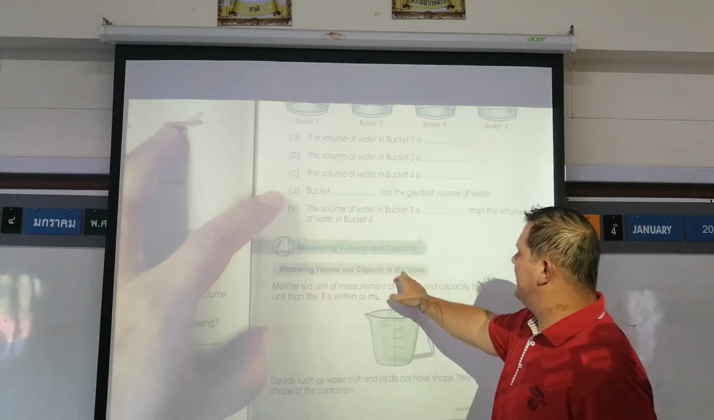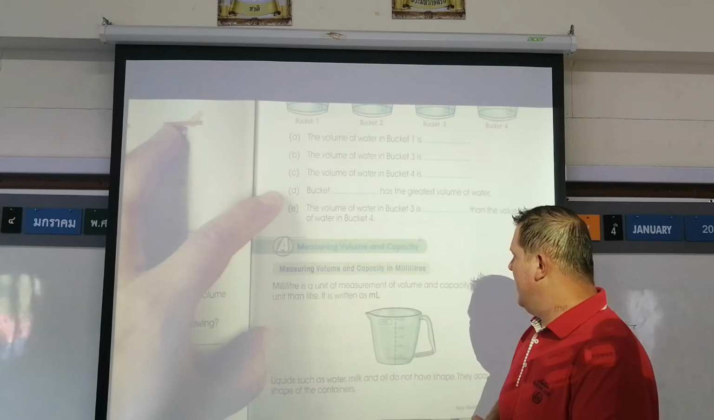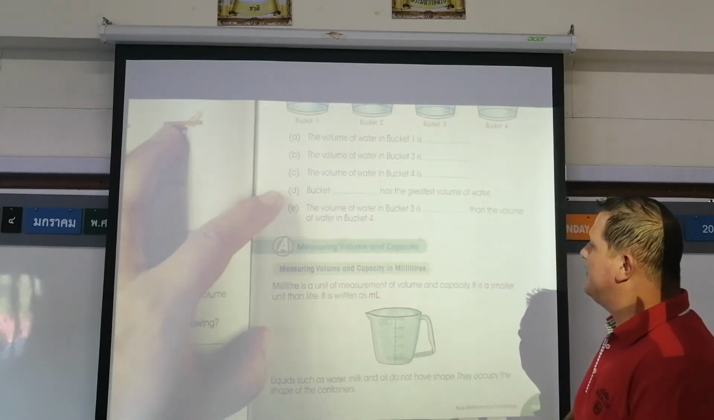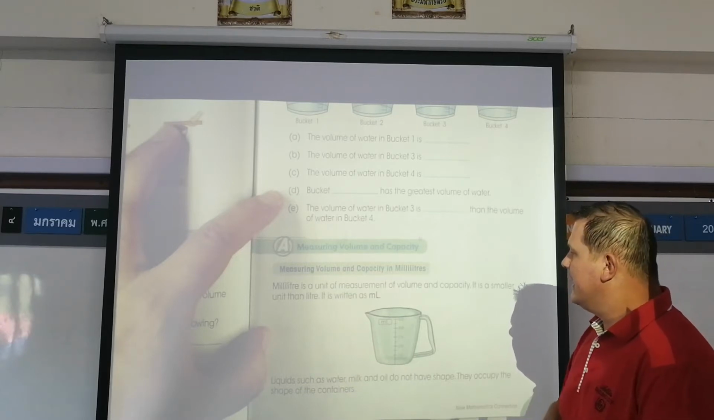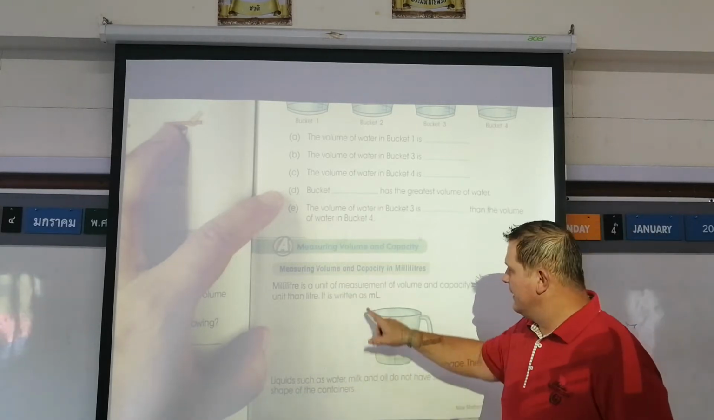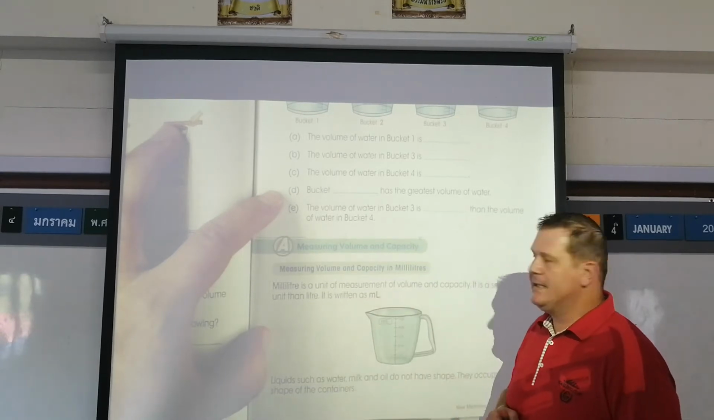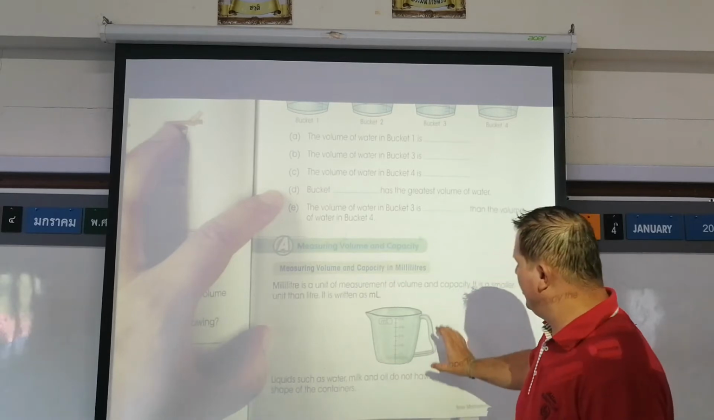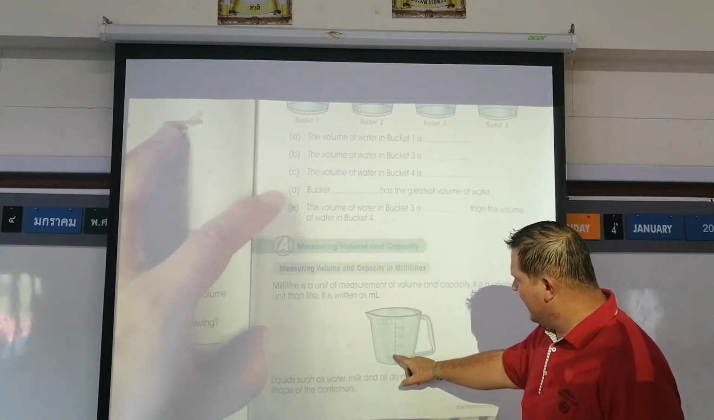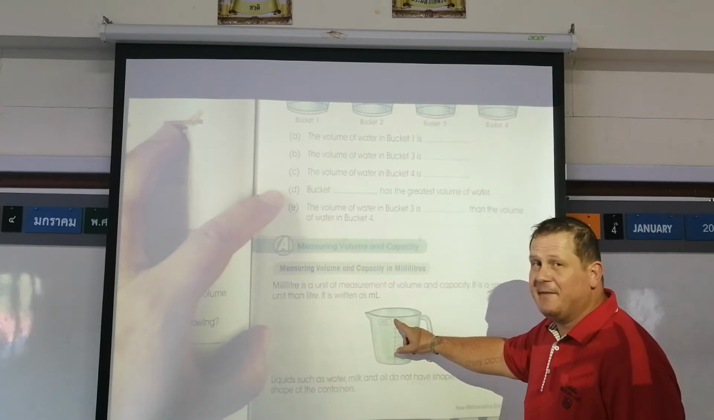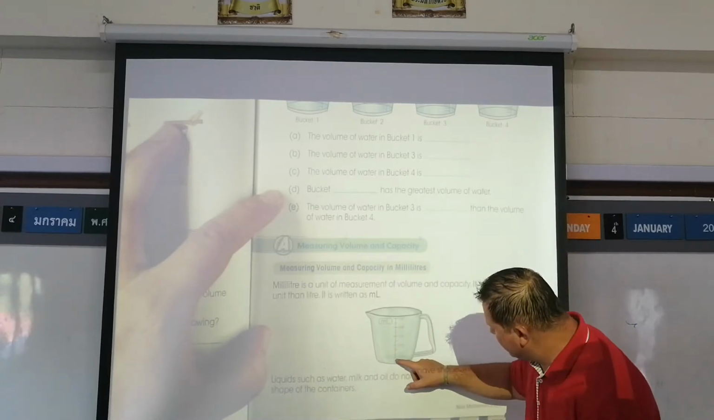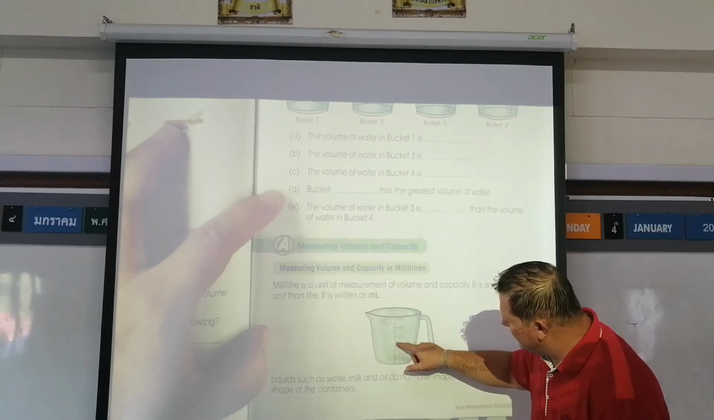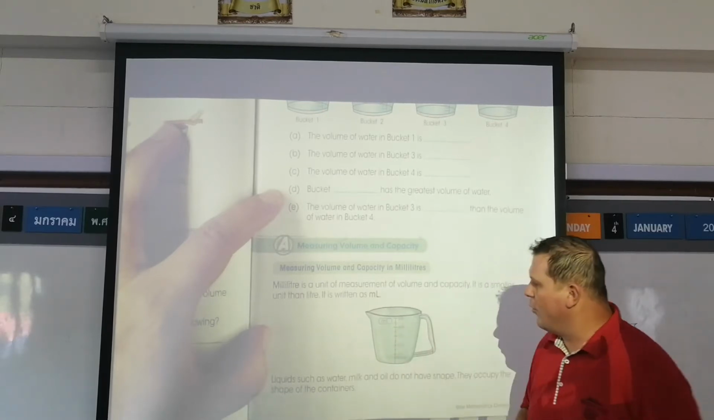Measuring volume and capacity in milliliters. Guys, milliliter is a unit of measurement of volume and capacity. It's a smaller unit than liter, abbreviated ml. You'll use something like this, which is measured 100, 200, 300, 400, 500 milliliters. So that means that little stripe there will be 50, that will be 150, 250, 350, 450.